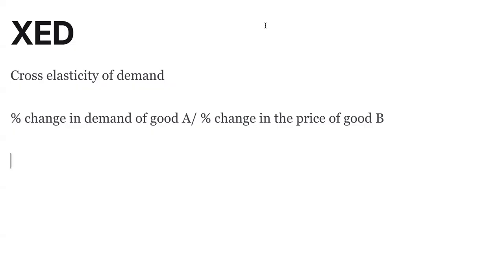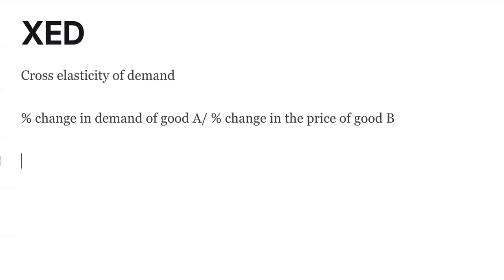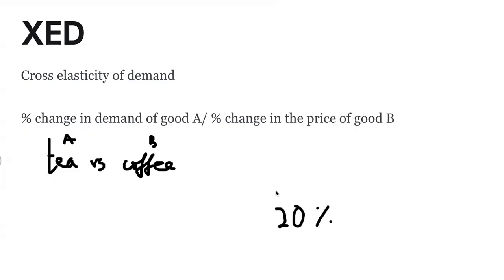So let's just do a random example, okay? So imagine if I have tea and coffee. If the price of, let's just say, coffee is good B, I'm just substituting numbers into the formula to get an idea. So you can memorize it or you can understand it by trying random numbers. So if the price of coffee went up by 20%, what would happen to the demand for tea? Would it go up or would it go down?